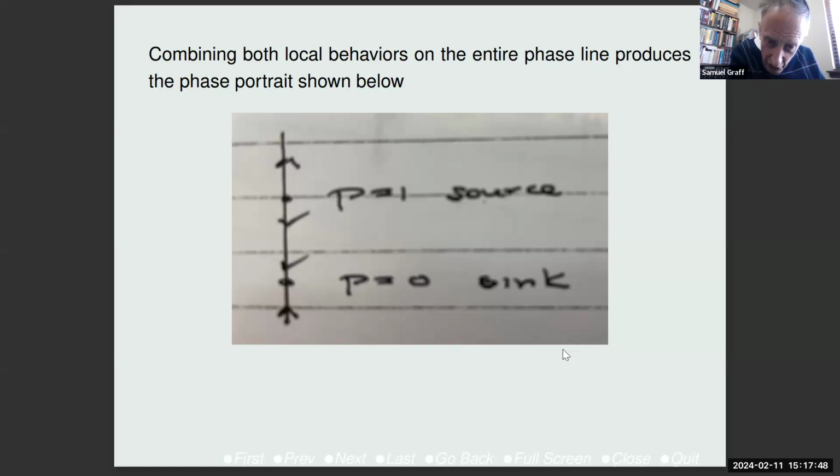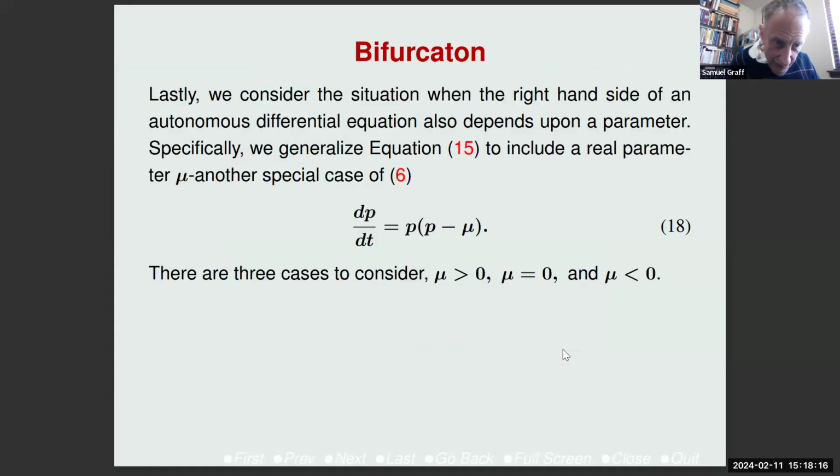But if we look at those above the sink, we see that if the initial population is less than 1, it's not viable. It's going to die out. On the other hand, if the population is greater than 1, it will increase. Of course, again, this is not the full population growth model. I'll make a few comments about that at the very end. So let me move on. The last topic I tried to cover is a brief introduction to bifurcation.